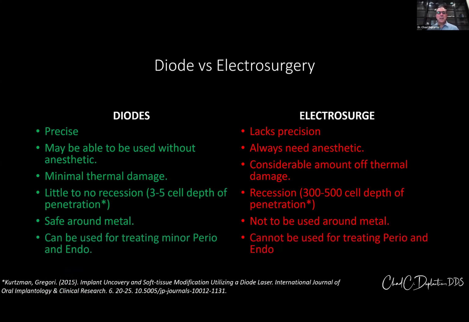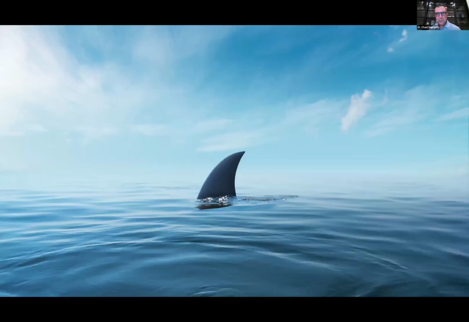And finally, diodes can be used for treating minor periodontal and endodontic issues, whereas the electrosurge cannot. So when we think about it, the diode is really a much better tool to use in clinical practice. Now, for those of you that utilize an electrosurge, I don't want you to think that I'm knocking you. In my hands, I feel that a diode is better for my particular patients.